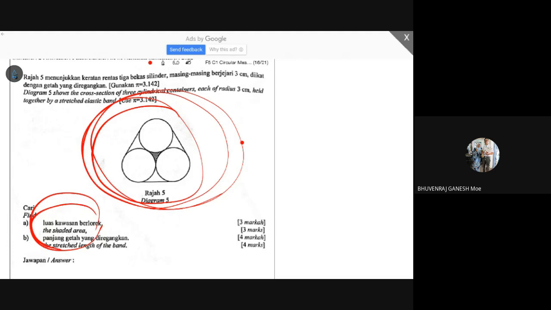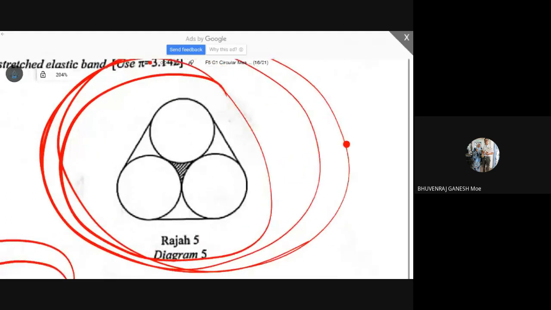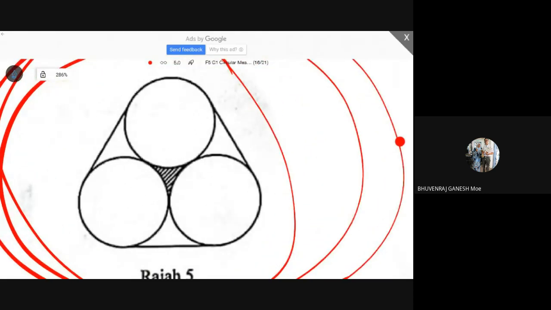Yes or no? Can we exactly use this shape to find the area? Yes, existing shape, no. Very good. Kami tak boleh gunakan bentuk sedia ada. Okay, so you need to modify this diagram. So can you tell me what shape can you form inside this diagram to find the shaded area? What can we do over here?